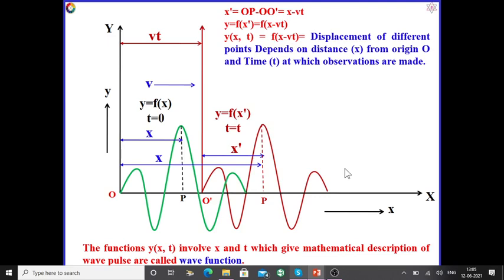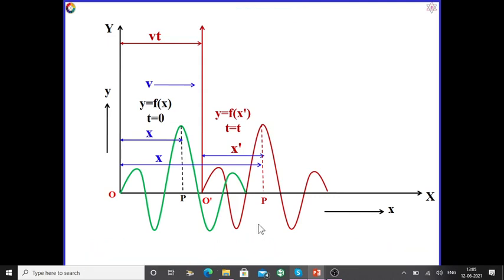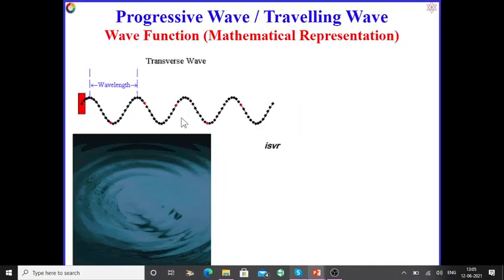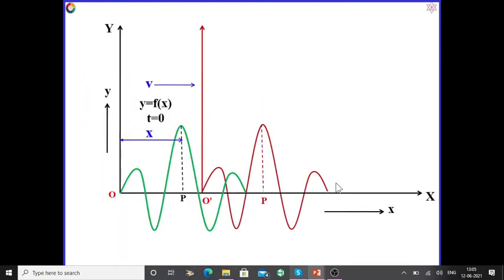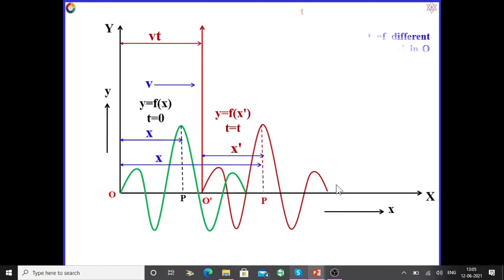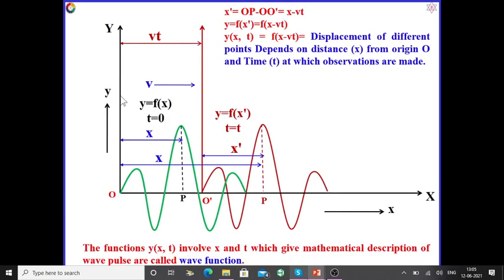Okay. So this is the wave function, or mathematical representation, of the so called progressive wave or traveling wave. So you watch this video carefully and draw this figure and write down whatever I explained.